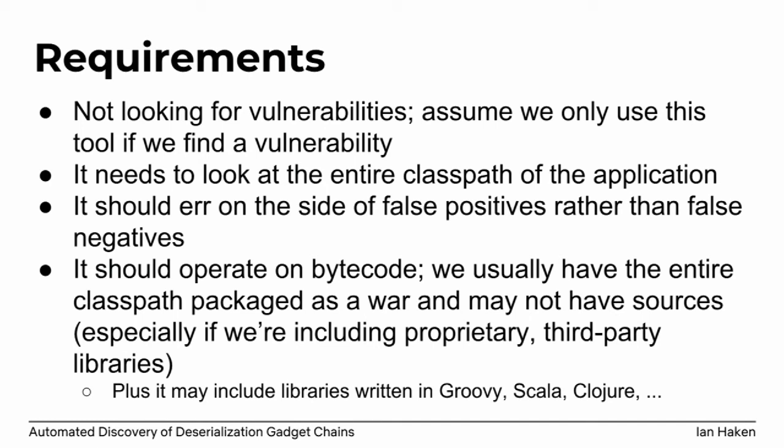But it needs to be able to look at the entire class path, so all the transitive dependencies I'm pulling in, and be able to tell me if there's any kind of gadget chain that potentially utilizes a bunch of those libraries. And it should operate on bytecode so that I don't have to understand Groovy and Clojure and Kotlin and any other JVM language that's been invented in the last few years. And we might even be including proprietary third-party things, which, again, maybe I'm not even using directly, but if it's on the class path, it's potentially usable in a gadget chain. So I really want something that will operate on bytecodes inside my application.